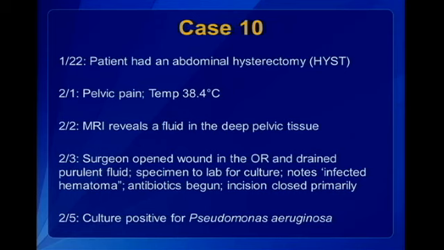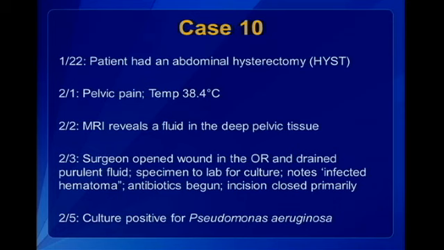All right, let's try this one. Case 10. We have a patient who has an abdominal hysterectomy on the 22nd. They come in on the 1st with pelvic pain and a temp of 38.4, and an MRI is done. It reveals there's some sort of fluid collection in the deep pelvic tissue. The surgeon goes back to surgery. They open the wound in the OR and drain purulent fluid.